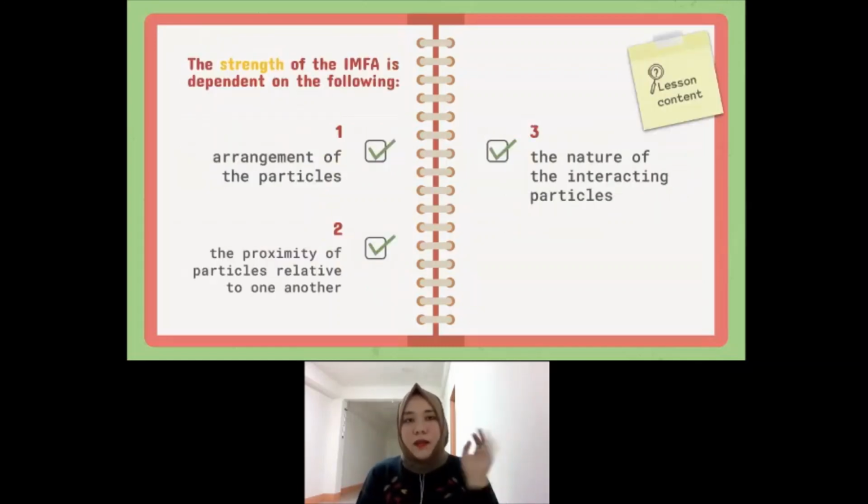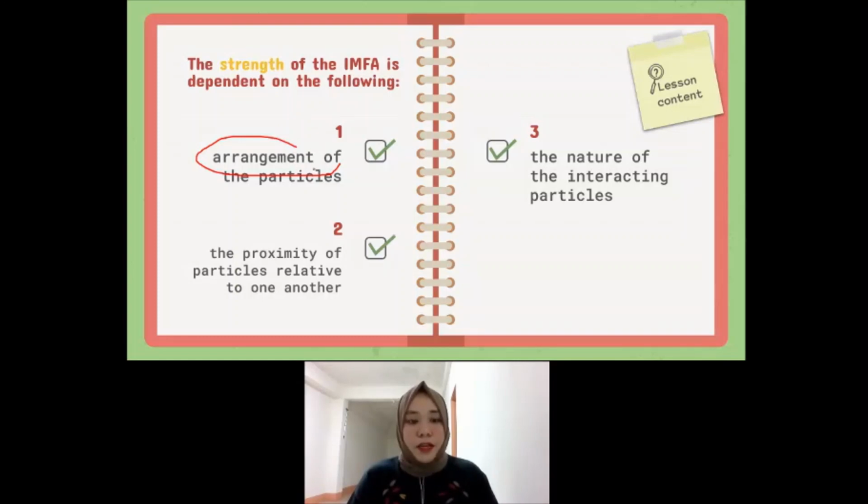Now, there are intermolecular forces that are very strong, and there are IMFAs that are very weak. Okay? The reason why their strengths differ is because of these three reasons. The first one is the arrangement of the particles. The second one is the proximity or the closeness of the particles relative to one another. And then of course the third one is the nature of the interacting particles.